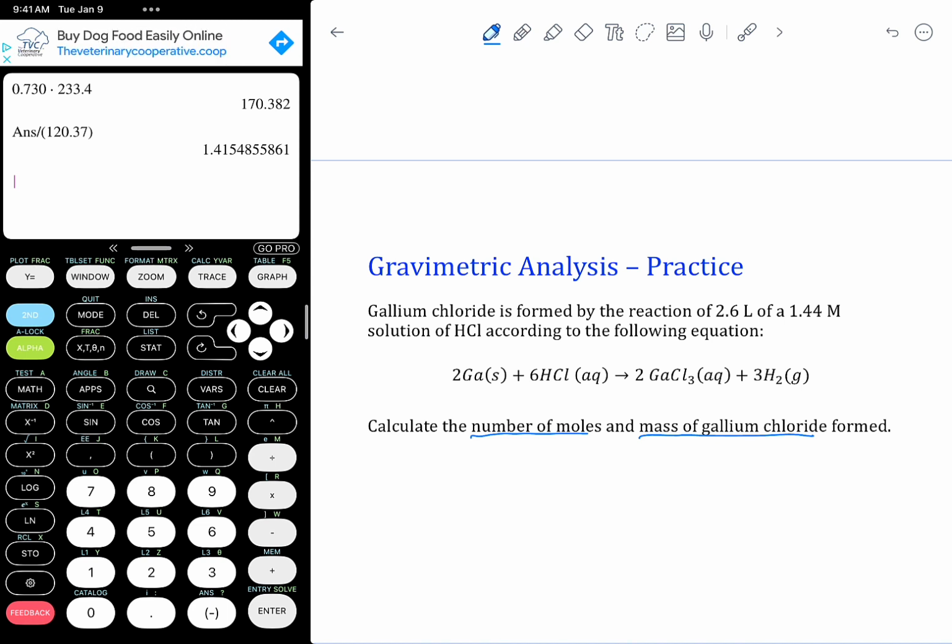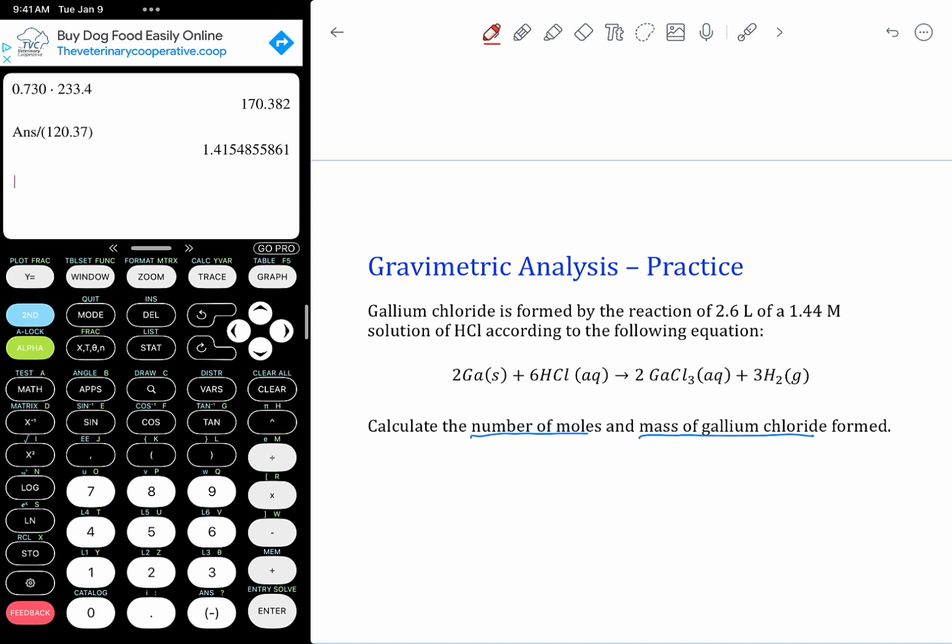So this problem is going to be set up very similar to our titration problem, except in that we have volumes and molarities. Okay, except it's not a titration, it's a type of gravimetric analysis because we have gas being formed from this reaction. So we have a physical change occurring. So we have two values that we want to find here, the number of moles and the mass of gallium chloride that are formed.